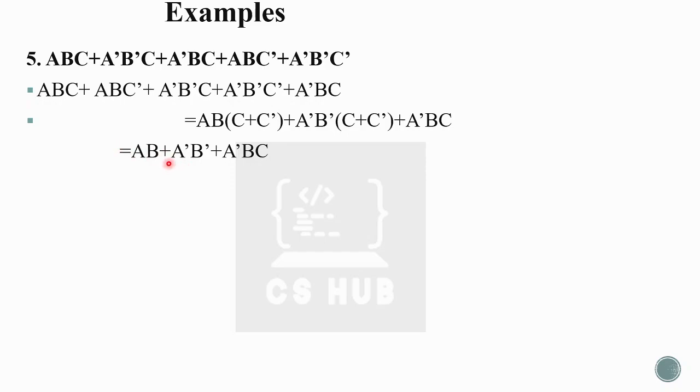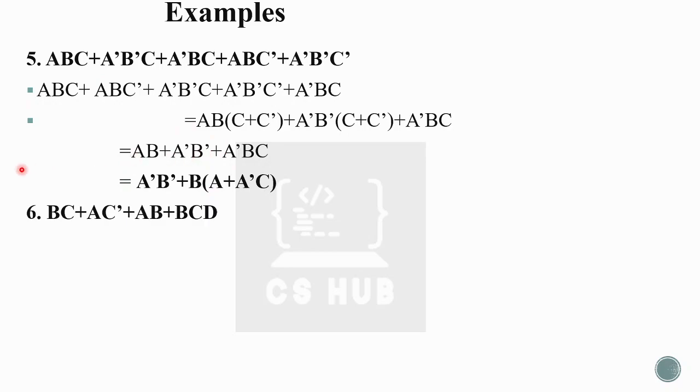When we use this rule, when we take B out, we will get A bar B bar plus B into A, plus here the balance A bar C. So this is one expression. Or we can take A bar out. Then it will be AB plus A bar into B bar plus BC. We can use any form. Both are right. So this is the simplified form.